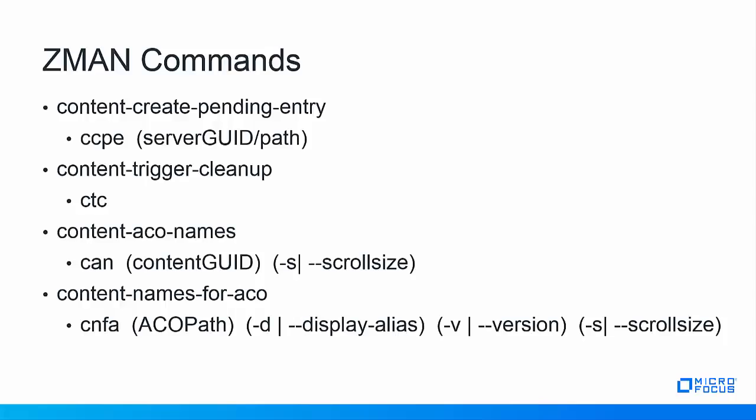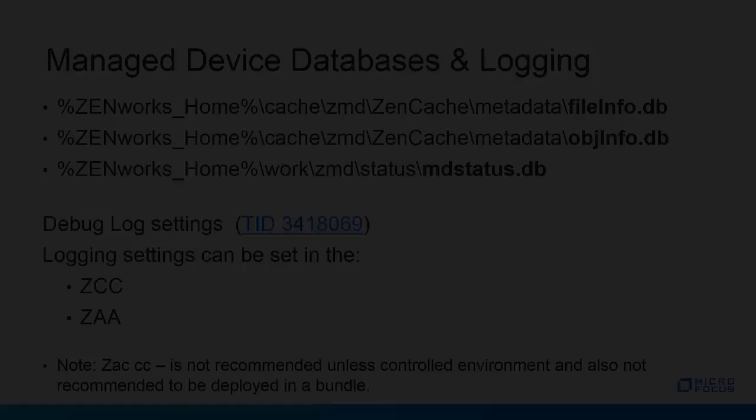Now in reverse, if you use content names for ACO or CNFA, this retrieves the content GUIDs for the specified ACO path, meaning if you have the bundle or policy or system update name, you can find the content that is related to that object.